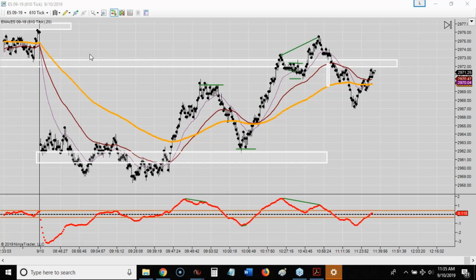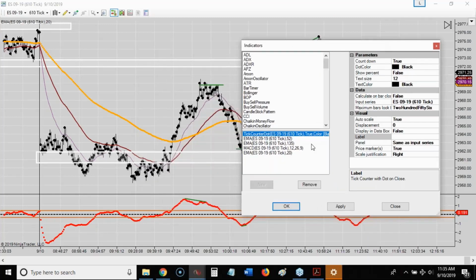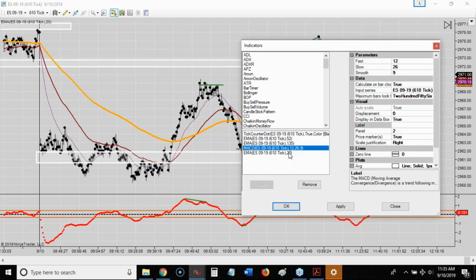My indicators: I use the EMA 20, 52, and 135 period lines. My MACD settings are the universal settings, so I'm going to open this up for you guys to have a look at them. Here are my MACD settings: 12, 26, 9.